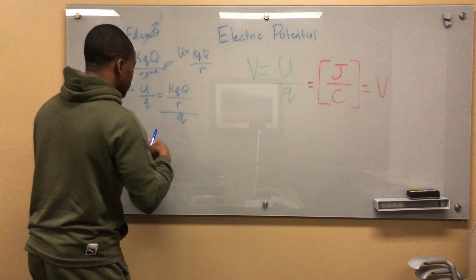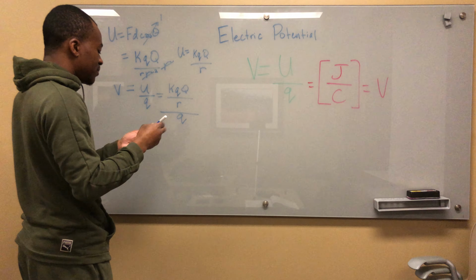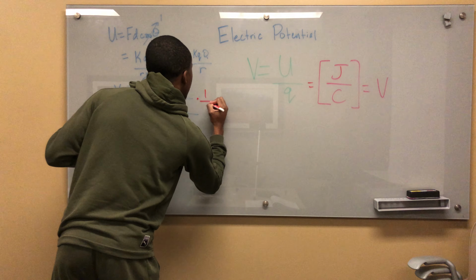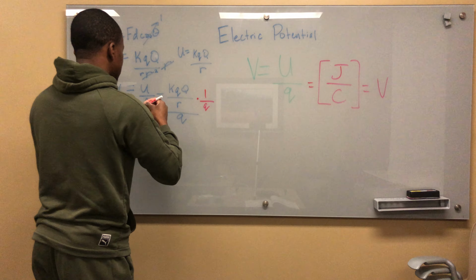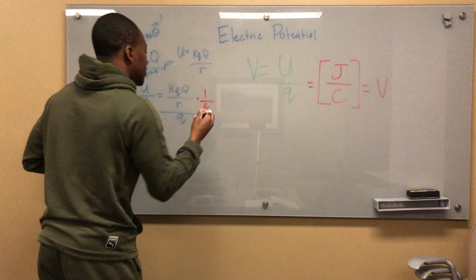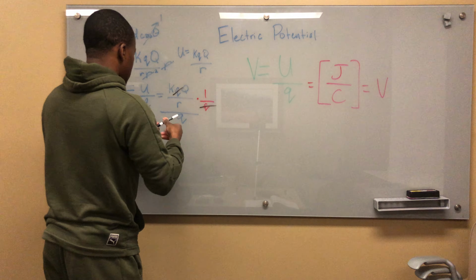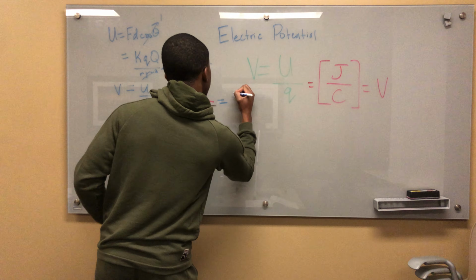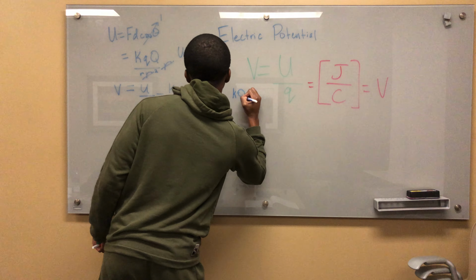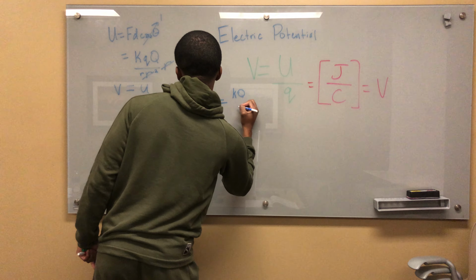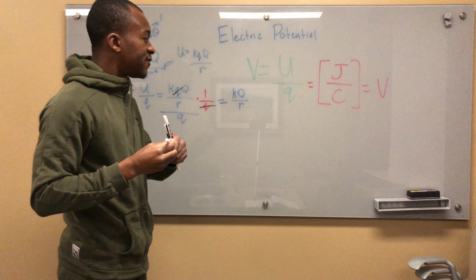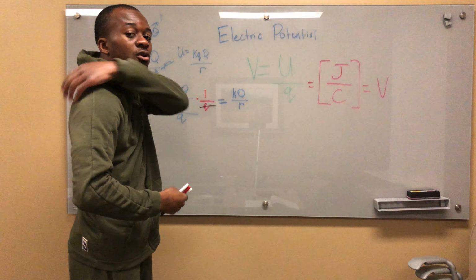over Q. When you flip the second and you multiply, you're multiplying by 1 over Q, right? This cancels out, this cancels out. So I end up getting, then my voltage is also equal to this. So that can also be defined as voltage.